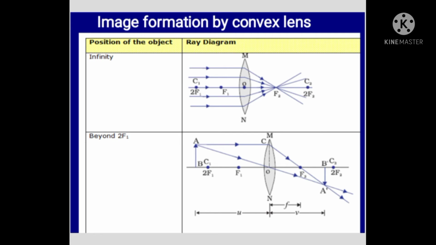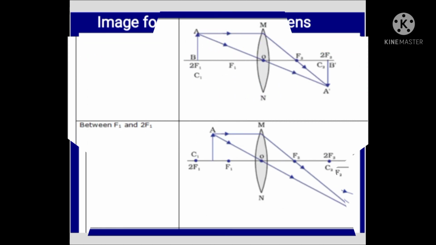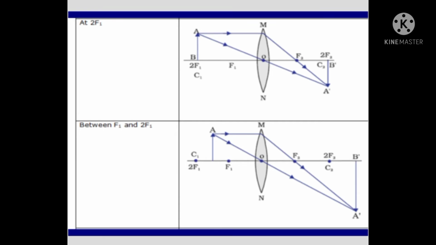So these two refracted rays meet between f2 and 2f2, or f2 and C2. You can observe that the size of the image is diminished, and the image is real and inverted. The next position of our object is at 2f1 or C1.